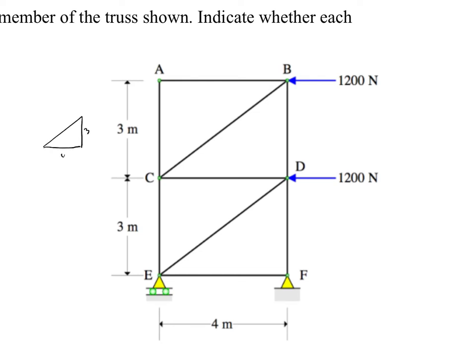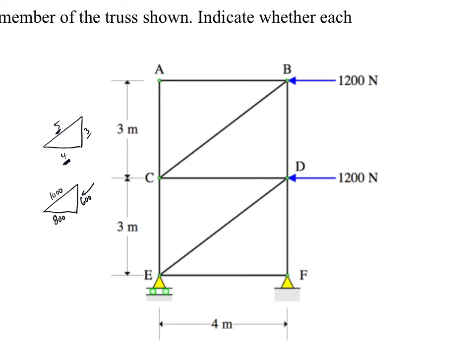3, 4, 5. Which means if I end up with a force on a diagonal and it's 1,000 here, well, this side right here is going to be 3/5 of that, because it's 3 over 5. So this side's going to be 600. This side right here is going to be 4/5 of that, so this side will be 800. I'm going to make use of that.